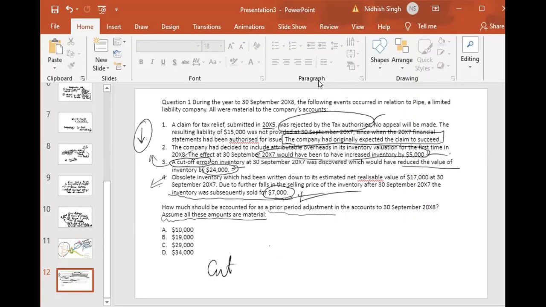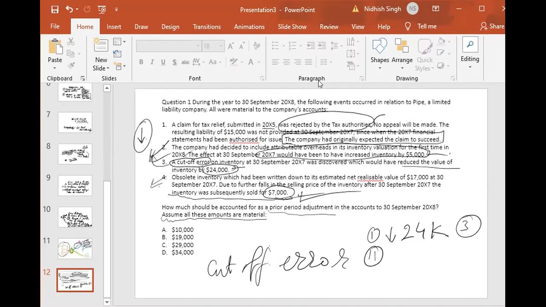So cutoff error reduces the value of inventory. Okay, so reduce the value of inventory by 24K. Second thing that we need to also reduce, point number 3. The company had decided to include attributable overheads in its inventory valuation for the first time in 2008. Effect last year, right? We are talking about the prior period adjustment. So everything that has happened last year would have been to have increased inventory by 5,000. If we had that foresight last year, we would have increased the value by 5K. So increase the value by 5K.